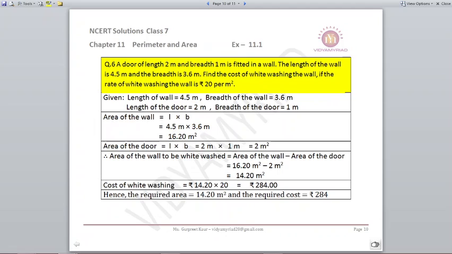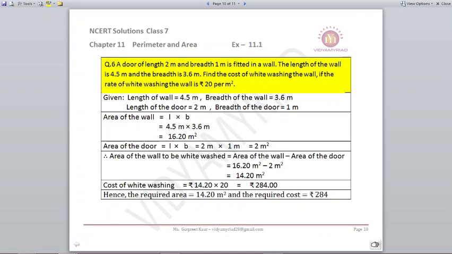So let us first find out the area of the wall. What is the area of the wall? It is in a rectangular shape. So length into breadth, which will be equal to 4.5 multiplied by 3.6. That comes out to be 16.20 meters square. Let's find out the area of the door also. That is also again in a shape of a rectangle. So length into breadth, that is 2 into 1. That comes out to be 2 meters square.